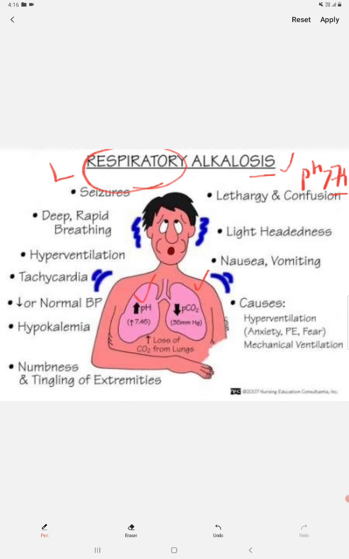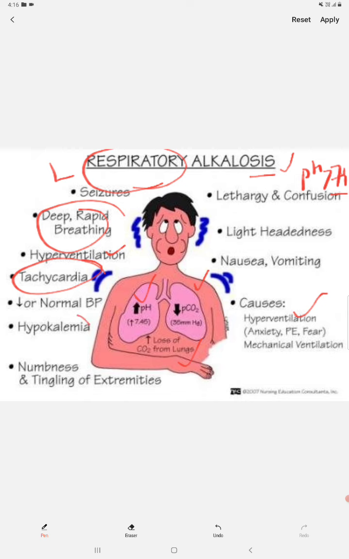Loss of CO2 from the lungs may cause hyperventilation, right? Hyperventilation can be seen in this patient. More deep and rapid breathing is one of the causes, which results in hyperventilation. And the heart also beats very fast, which means tachycardia, greater than 100 beats per minute. And BP may be normal or can decrease.